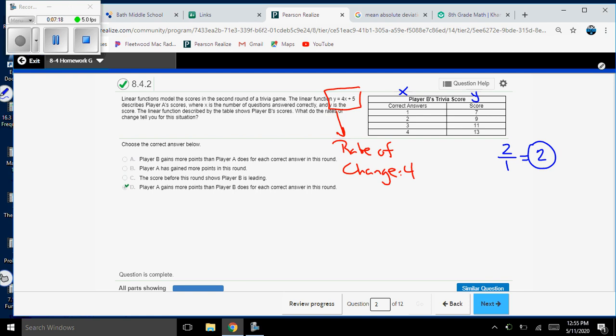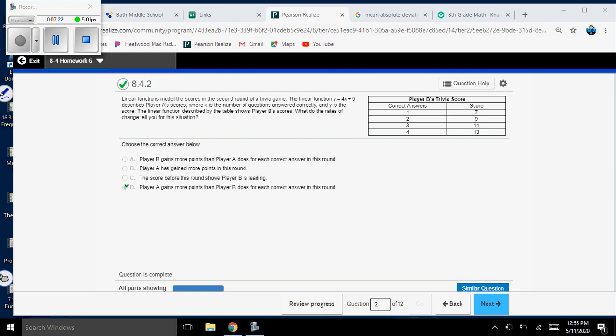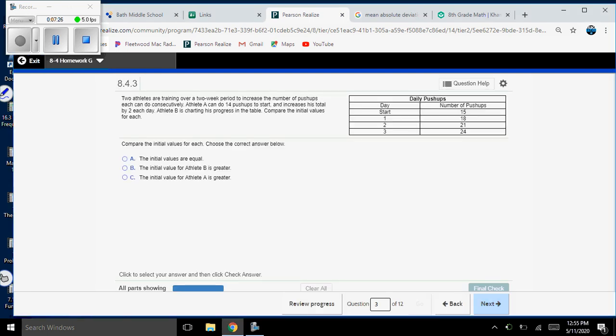Questions there? All right. So again, you're comparing functions in different formats, which is in essence the focal point here. Same idea here. 2 athletes are training over a 2-week period to increase the number of push-ups they can do consecutively. Athlete A can do 14 to start and increases his total by 2 each day. So for athlete A, their rate of change is 2.